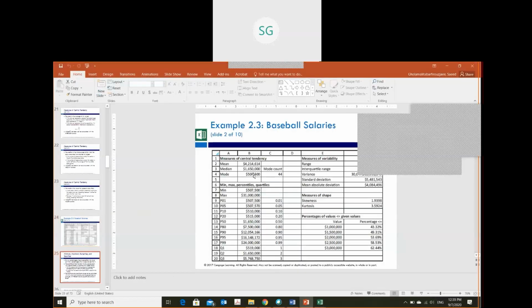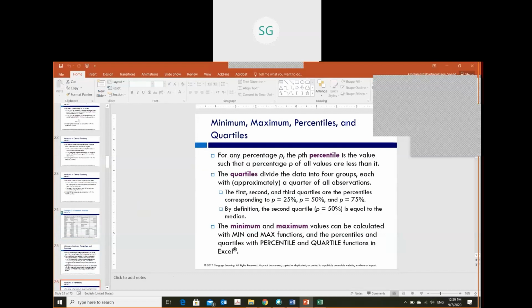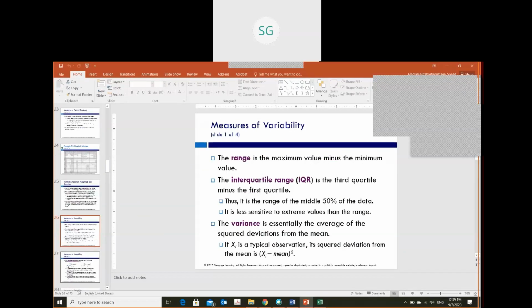Okay, so minimum, maximum, and percentile are used to calculate the extreme values in our data set. Range, to measure the variability, we can define the range, which is the difference between maximum and minimum. Variance is the average of the squared deviation from the mean. And interquartile range is the difference between the third quartile minus the first quartile.